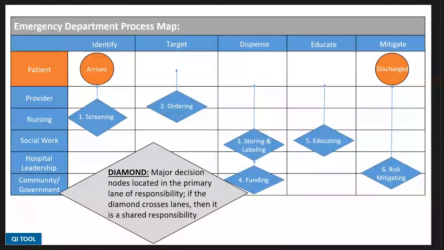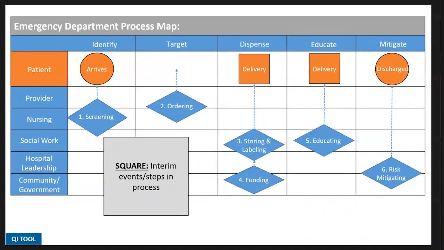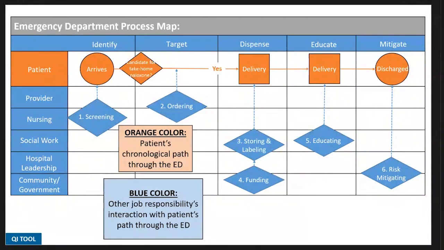So the decision nodes are important. And you can imagine, there's a lot to these diamonds. It's not just one little thing in there. There may be some other things too, but we'll get to that in a second. In essence, the squares are interim events. So something happens: the medicine has to be dispensed and actually given to the patient. They need to get education, and it's actually delivered to the patient. So those are squares.